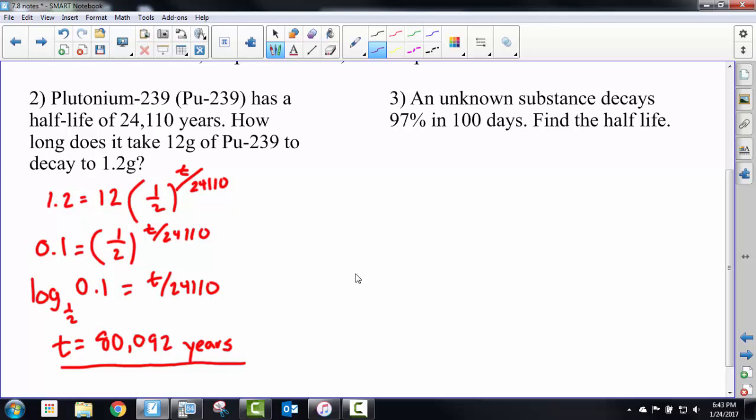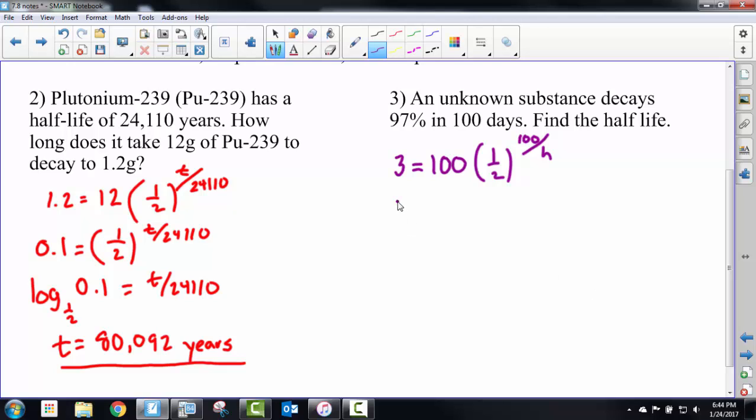All right, an unknown substance decays 97% in 100 days. Find the half-life. So this one's a little different. Well, if it decays 97%, well, that means what we're left with is 3%, right? And we started with 100%. That's the percentage, not the days. All right, and then we're going to do 1/2 because that's what our half-life formula says to do. Now here, the time we know is 100 days. What we're looking for is h, the half-life.